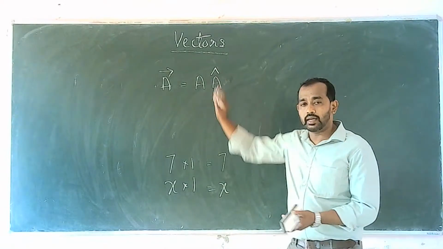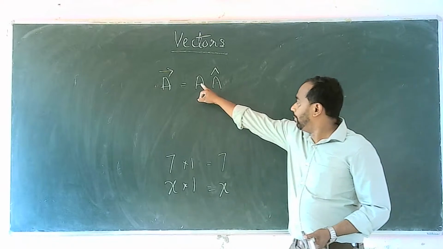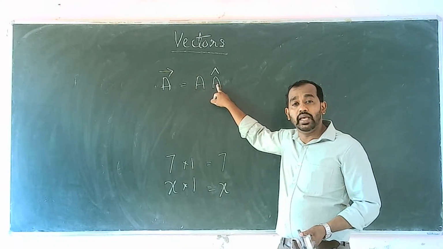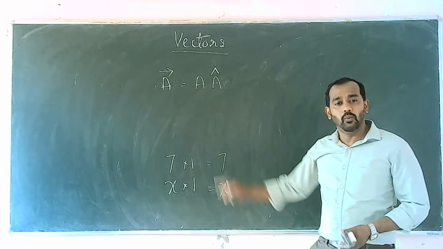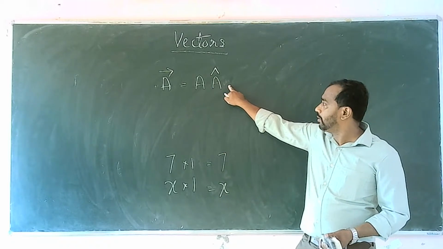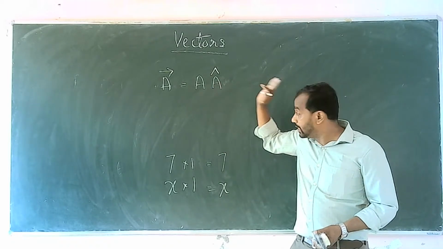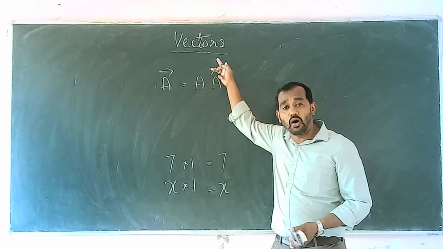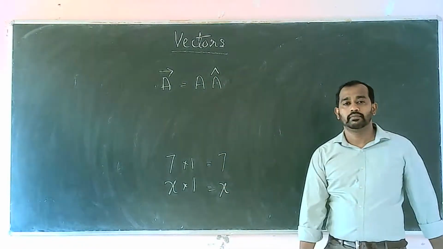So the magnitude of A into a unit vector representing its direction. Why are we using A cap? Because it is a unit vector which represents the direction of the vector A itself.